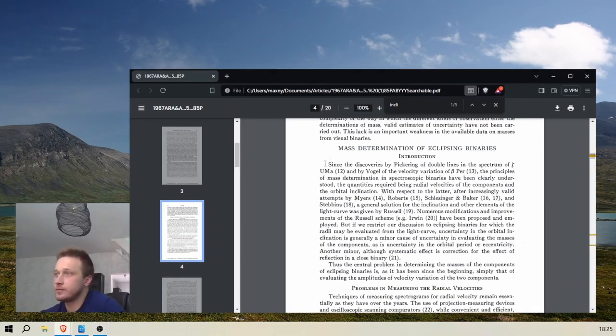Okay, moving on. Mass determination of eclipsing binaries: introduction. Since the discovery by Pickering of double lines in the spectrum of Zeta Ursae Majoris, I think you say it that way, and by Vogel of the velocity variation of Beta Aurigae, the principles of mass determination in spectroscopic binaries have been clearly understood. The quantities required being radial velocities of the components and the orbital inclination. So the inclination here is the inclination of the orbit towards Earth.